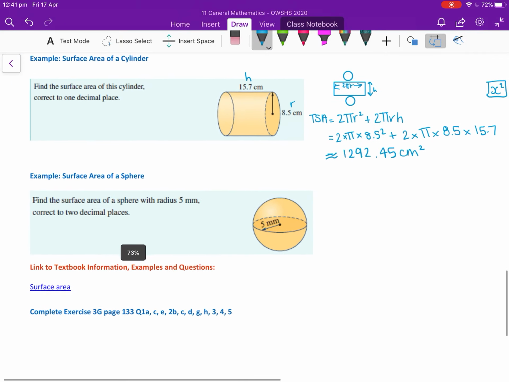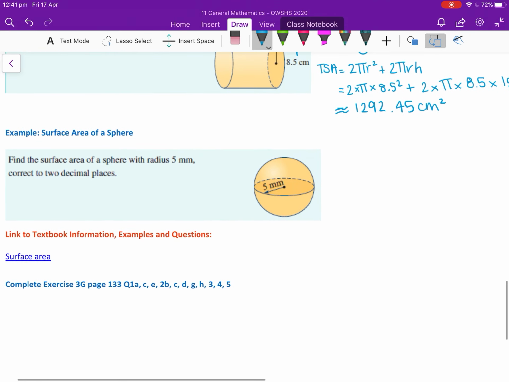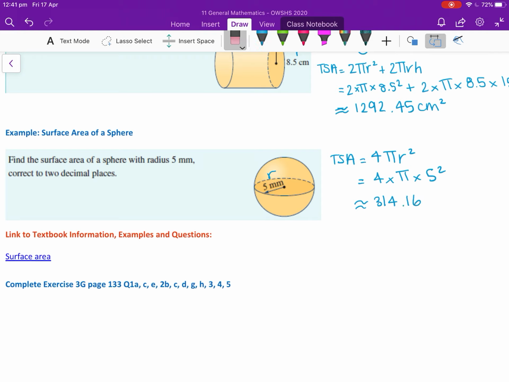All right, last example. So our last example is a sphere. So our total surface area for the sphere is 4 pi r squared. So 4 times pi times 5 squared, and we just put that in the calculator. Really, really simple. Okay, so 4 times, we hit our pi button, times 5 squared equals, and it gives us 314.16. Oh, and that one's millimetres.